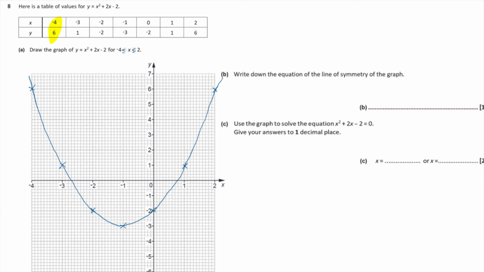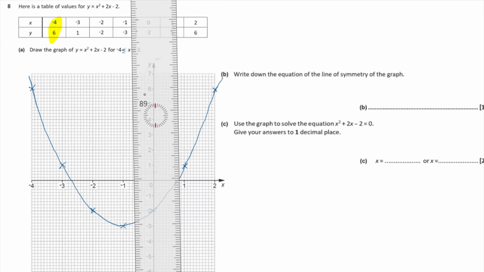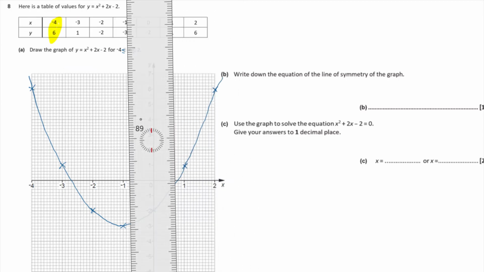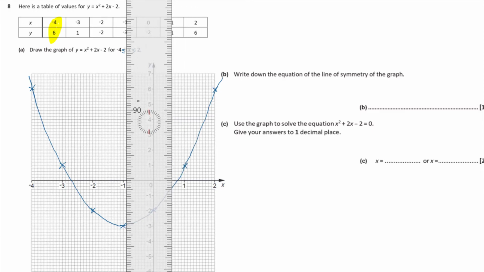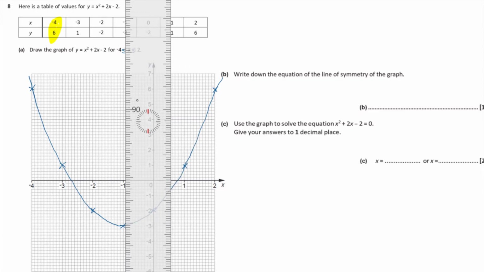Write down the equation of the line of symmetry for this graph. Well, parabolas have a line of symmetry running through their minimum or maximum point, their turning point. So here, that's at minus 1, minus 3, isn't it, this point here. So our line of symmetry runs down through my shape like so.